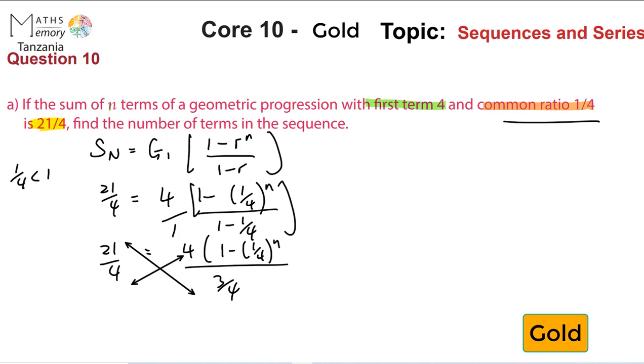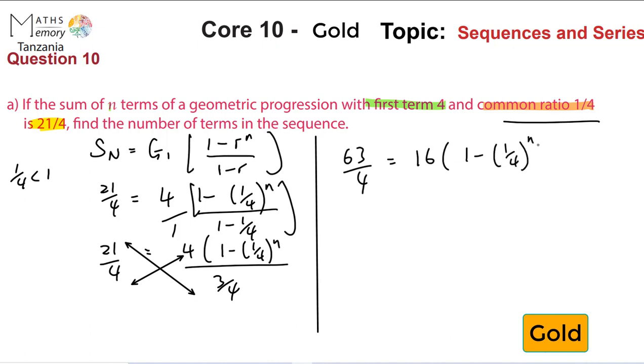So we could say over here, if I bring this over one more step, we could say 21 times 3/4, so 63 over 4 basically will equal 16 times 1 take away a quarter again to the power of n, as such. This is the same thing as 63 over 64 will equal 1 take away a quarter to the power of n over here. Okay, so basically now what we could do is this.